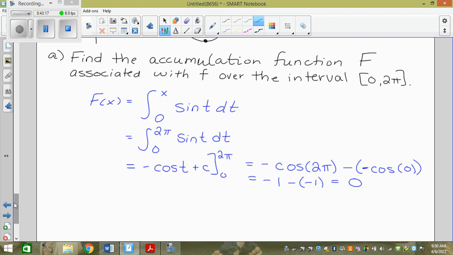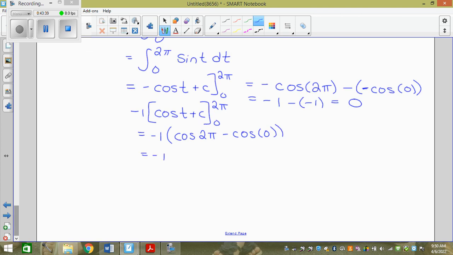I said there's a constant, so what could I do? I could go negative 1 times cos, just to show you, because I don't care which way you go as long as you get it correct. So we go negative 1 times cos of 2 pi minus cos of 0, which is 1 minus 1. So it's negative 1 times 0, which is 0. Ultimately the same answer. So do I care which way you go? I care that you use the one that you won't get wrong. So whichever route you go.